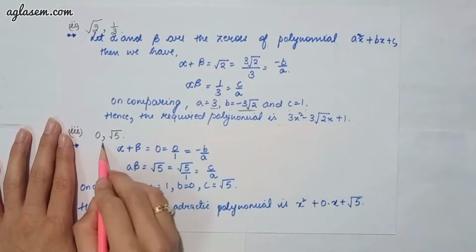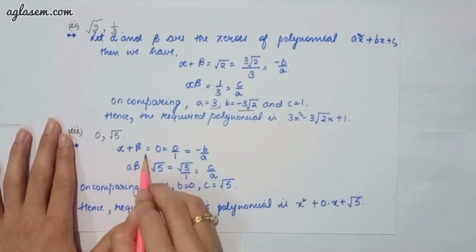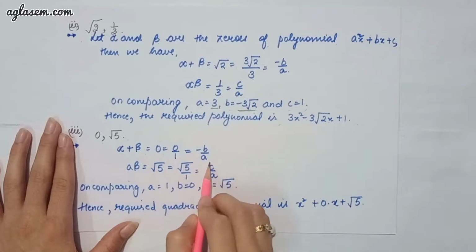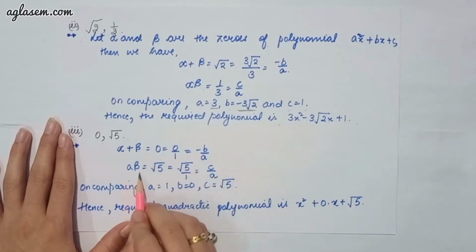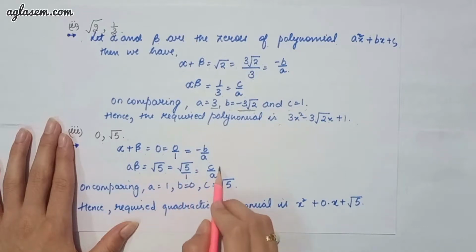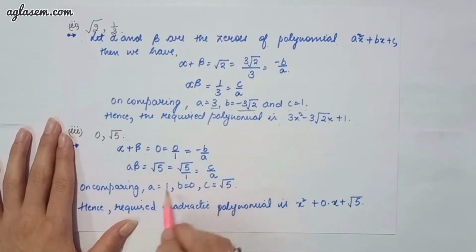Third part says 0 and root 5. So here again alpha plus beta is equal to 0, which is equals to minus b upon a. Therefore, alpha into beta, which is equals to root 5, that is root 5 upon 1, which is equals to c upon a. So we can compare that a is equal to 1, b is equal to 0, c is equal to root 5. So here the required quadratic polynomial is x square plus 0x plus root 5.